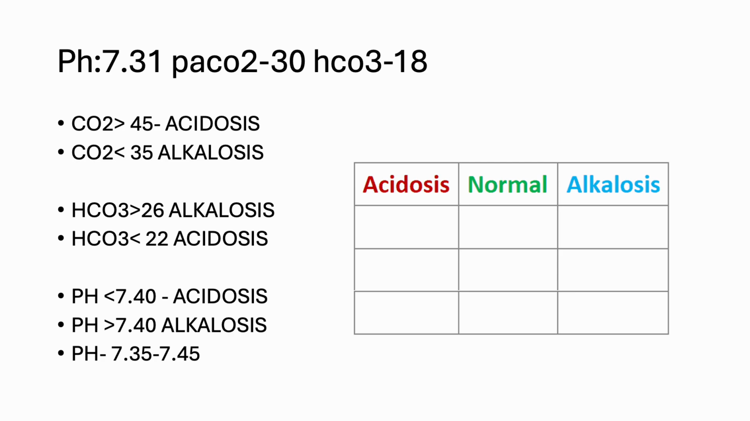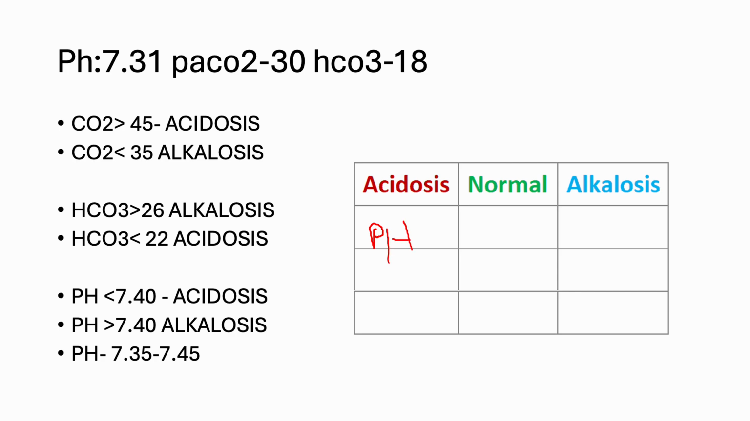All right, so our normal range for pH is 7.35 to 7.45. So this pH is below 7.35, so this pH is considered to be acidosis. So we're going to write pH under the acid area, okay?